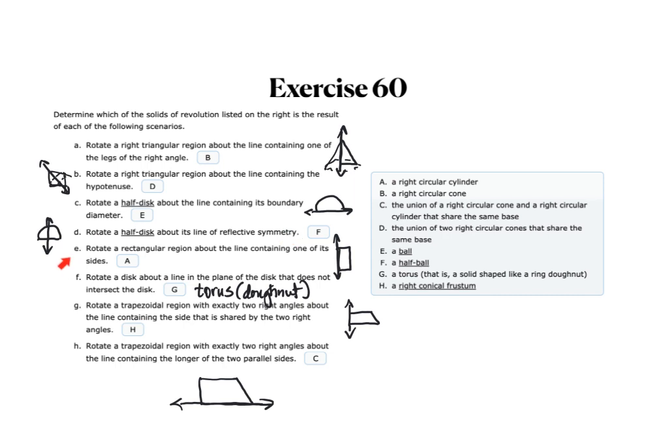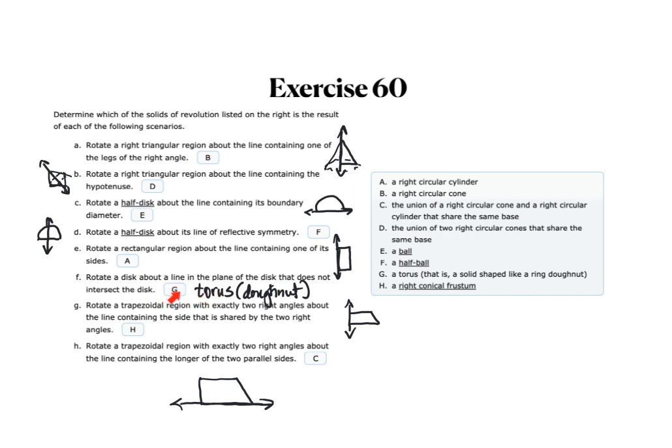For part E, like what we saw on the previous page, if I rotate a rectangular region about a line containing one of its sides, what I end up with is a circular cylinder, letter A. For letter F, if you rotate a disc about a line in the plane of that disc that does not intersect the disc, what I end up with is what we call a torus. We saw that on the previous page.